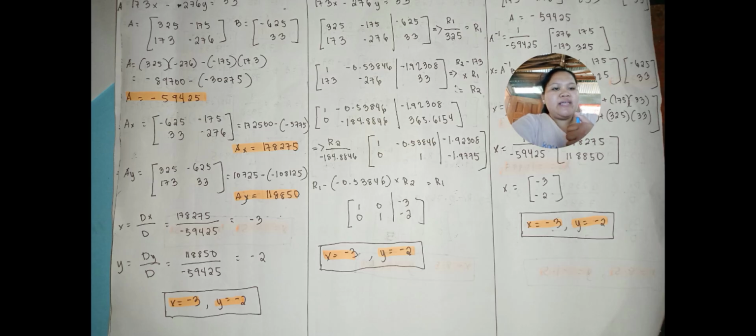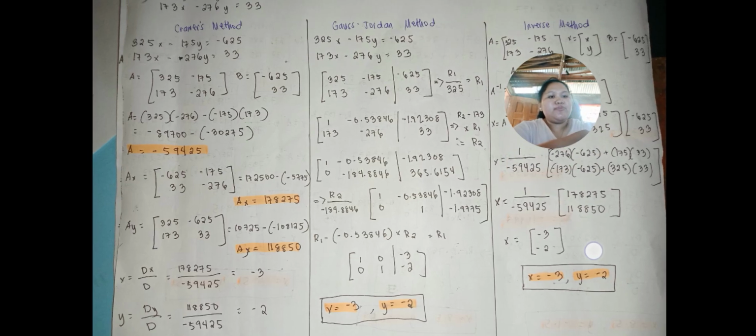Next, we divide Dx by D and Dy by D in order to get the x and the y, since it is a 2 by 2. Determinant x divided by our determinant results to negative 3. Determinant y divided by our determinant is equal to negative 2. So our answer is x equals negative 3 and y equals negative 2.